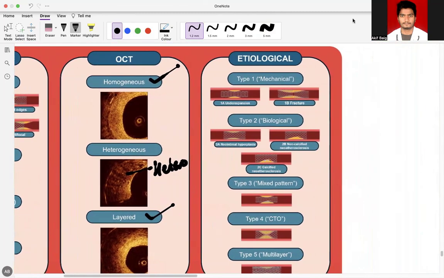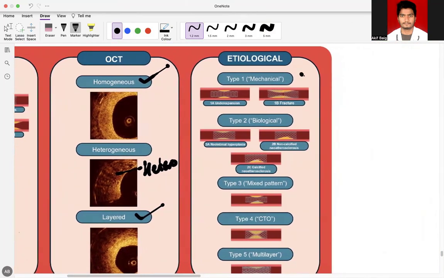Coming to etiological classification, ISR is defined into type 1, that is mechanical. Mechanical means it is related to the stent. It could be because of a stent fracture. Suppose a fracture of the stent has occurred at any place, stenosis can start. Or suppose the stent was deployed, but it has not expanded.